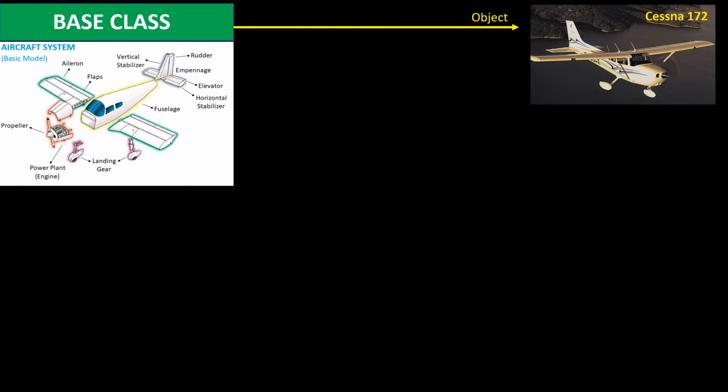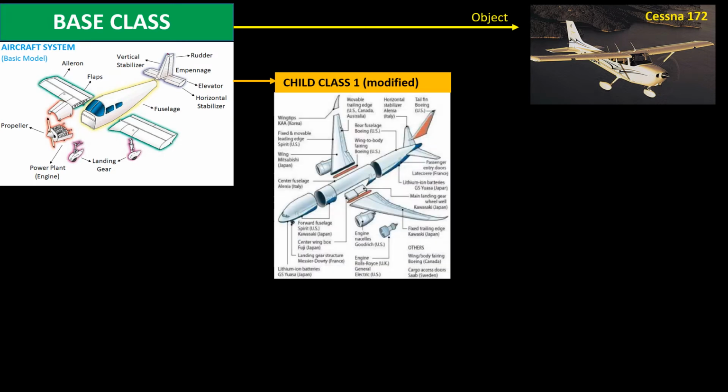Next, let's consider we have modified the base model plan with lots of additional features that facilitate passenger travel for the comfort and luxury of the general public. This modified new plan is the child class 1, which was built upon the basic features of its parent or base class. The object that we create from such a child class can be the Boeing 737.